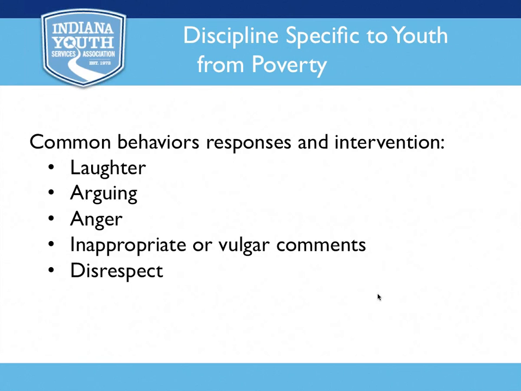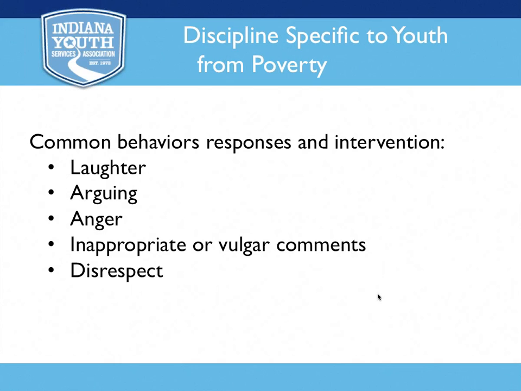So we have to look at discipline specific to youth in poverty, understanding that effective discipline is going to be structured, it's going to provide choices, and it really is about allowing people to govern themselves. It's not about us controlling behavior; it is about providing opportunities and skills so that they can govern their own behavior. It is different from punishment because it is about teaching rather than control.